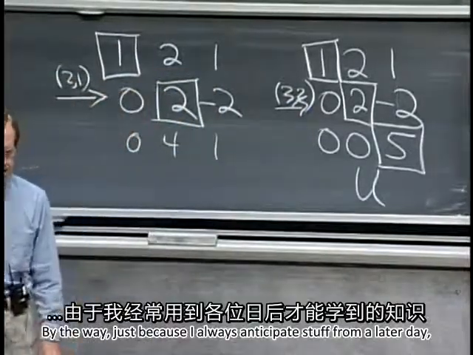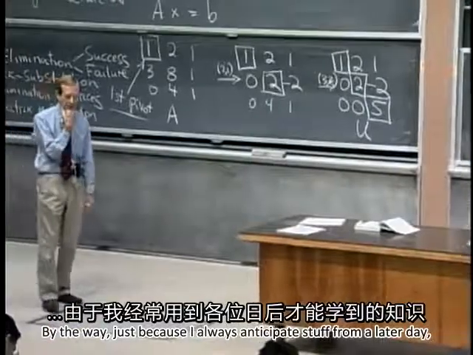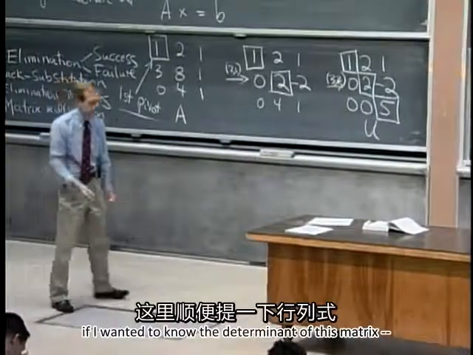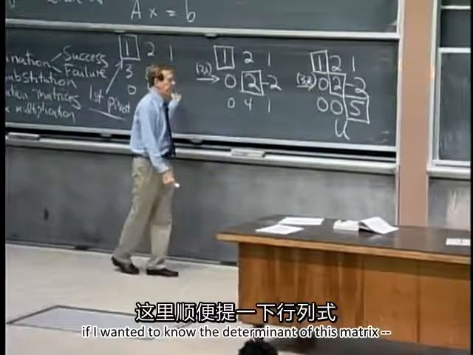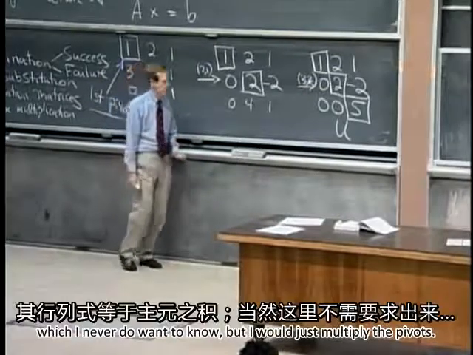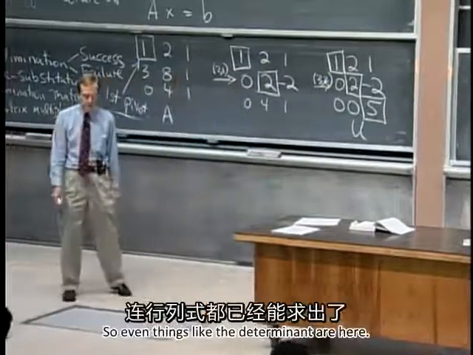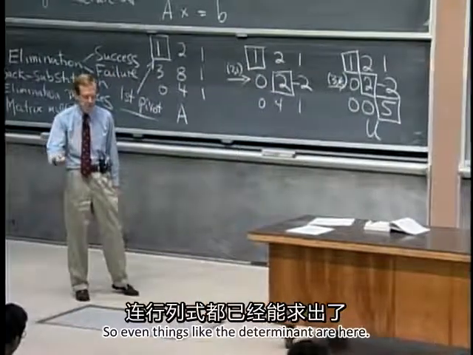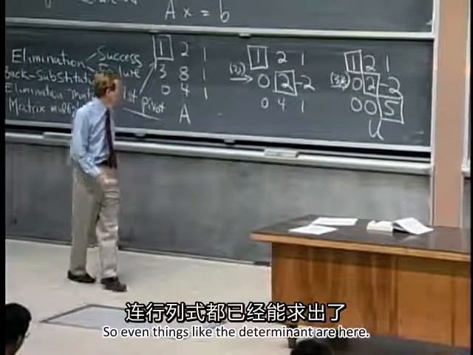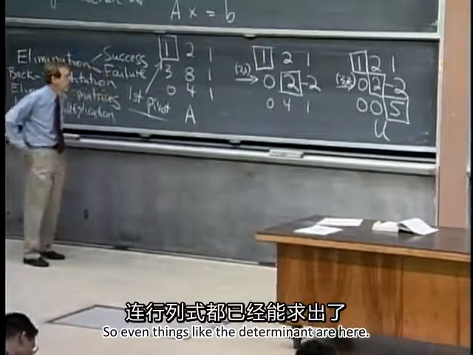By the way, just because I always anticipate stuff from a later day, if I wanted to know the determinant of this matrix, which I never do want to know, I would just multiply the pivots. The determinant is 10. So even things like the determinant are here. Okay.